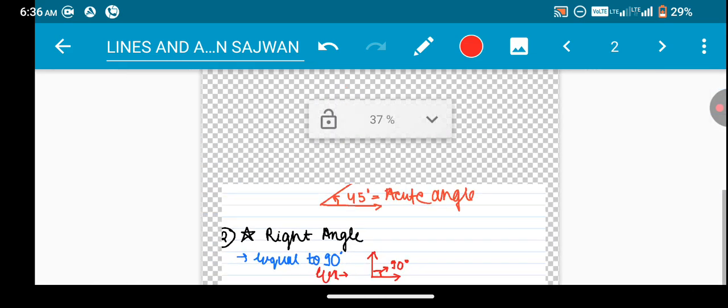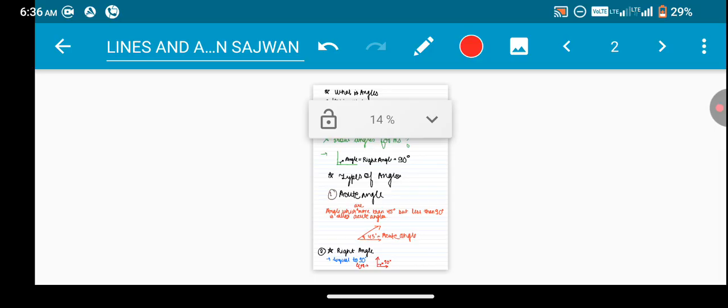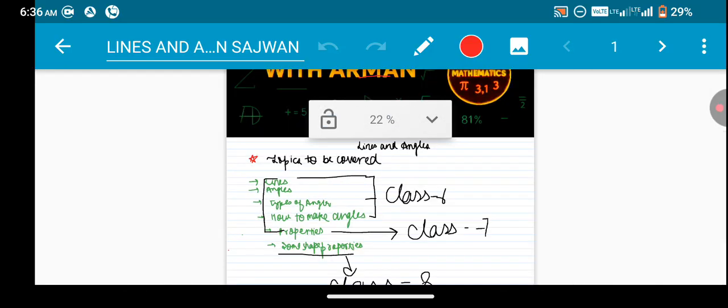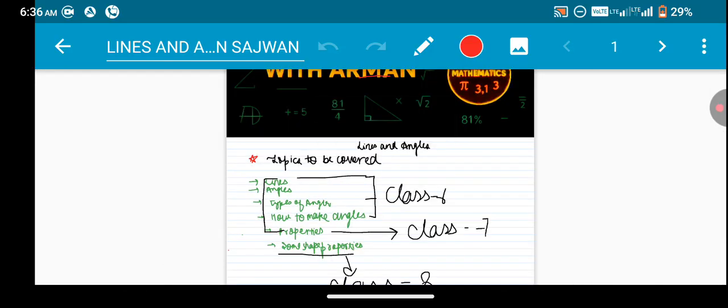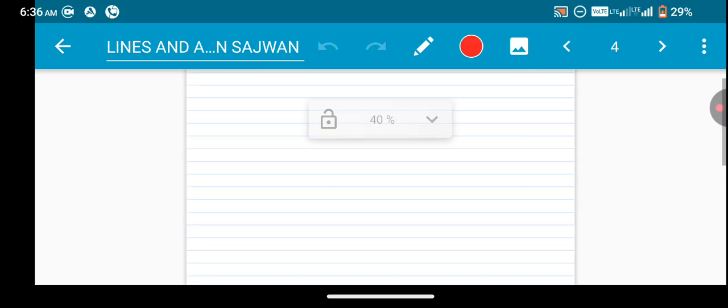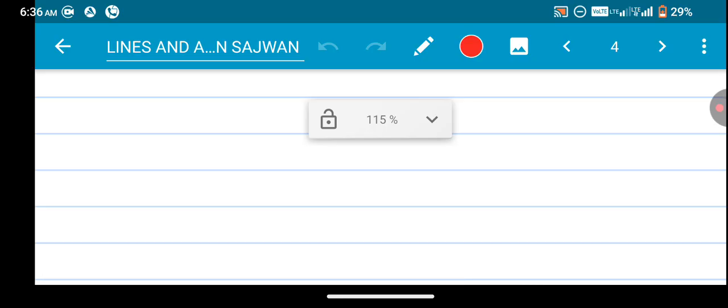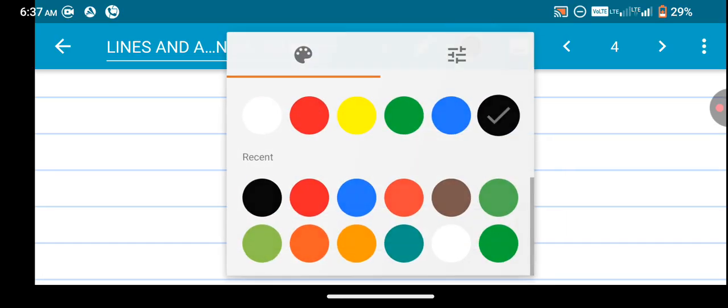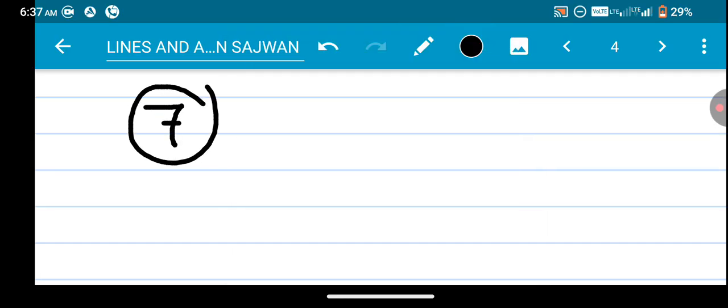So till now we have covered lines, angles, types of angles, and how to make angles. We have to study properties, some shape properties. Till now we have done lines, angles, and types of angles. One part is there, let's cover it. The seventh part is supplementary angles.